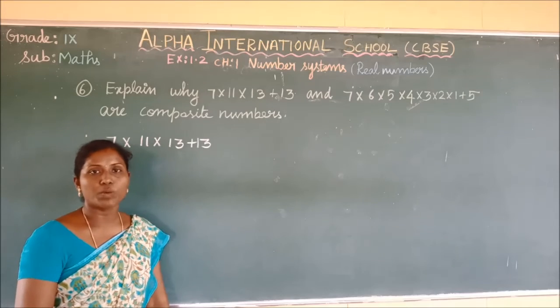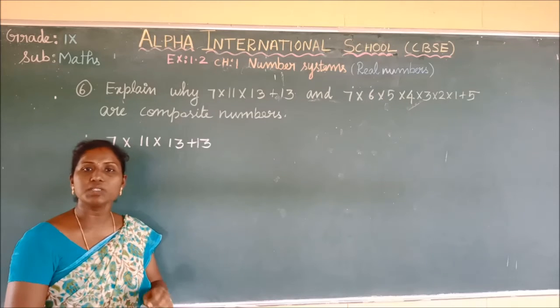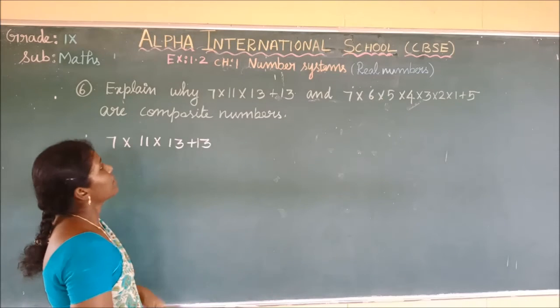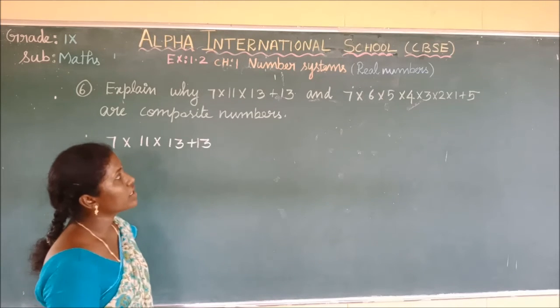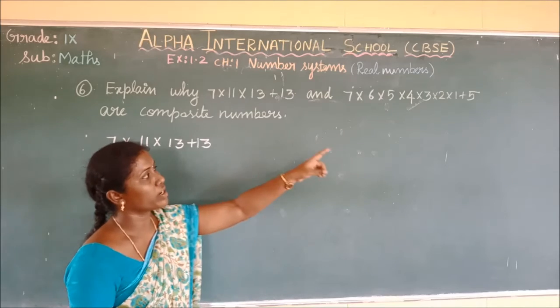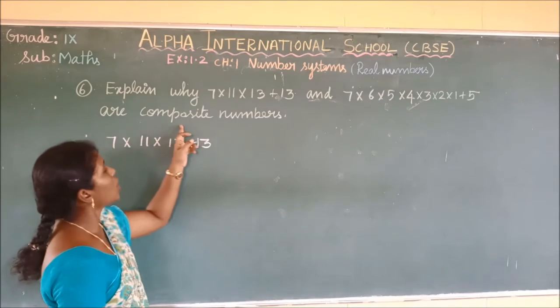See the sixth problem, children. This is the last problem in exercise 1.2. Explain why 7 into 11 into 13 plus 13 and 7 into 6 into 5 into 4 into 3 into 2 into 1 plus 5 are composite numbers.